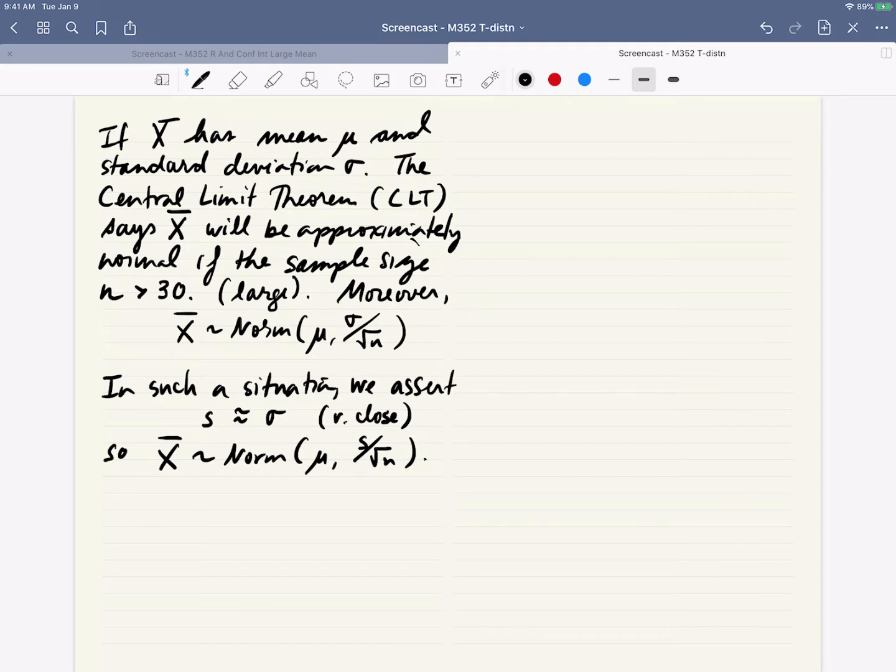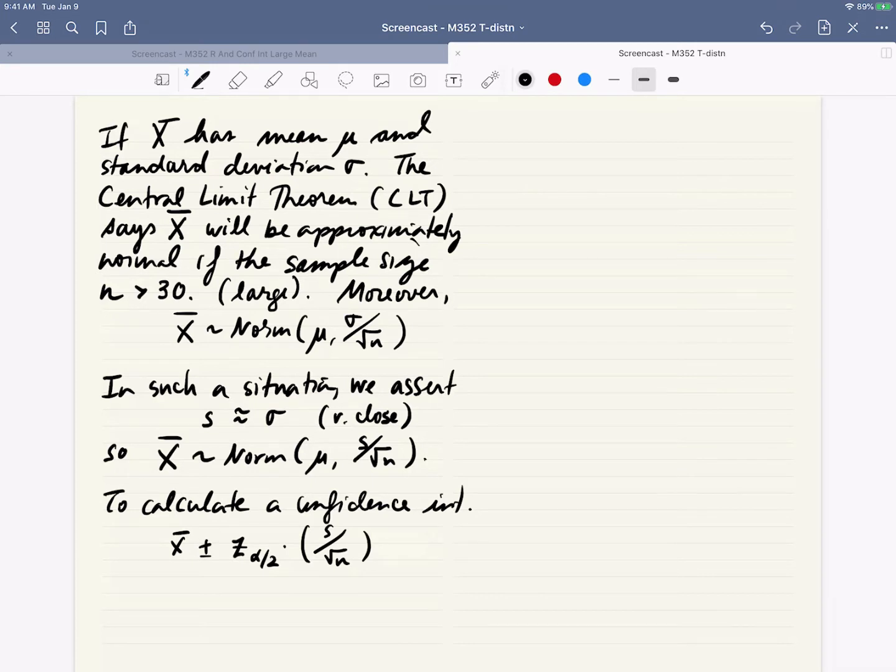And we use this to calculate confidence intervals, right? To calculate a confidence interval, we take a particular sample mean and we say plus or minus z alpha over 2 times the sample standard deviation over the square root of n. This is what we do. And we can do this because the sample mean is distributed normally.